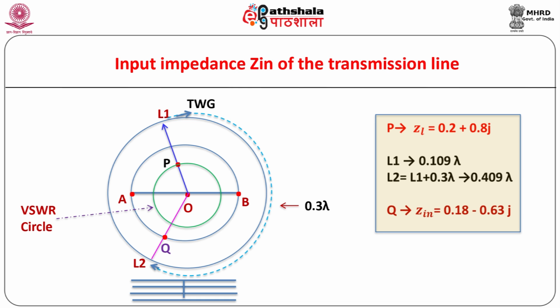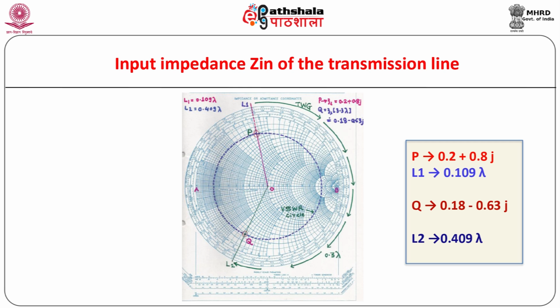Step number 6. The point Q represents the location of the line impedance at a distance 3.3 lambda from the load. Note the values of R and X corresponding to the point Q on the Smith chart. The actual solution on the Smith chart will look as shown.